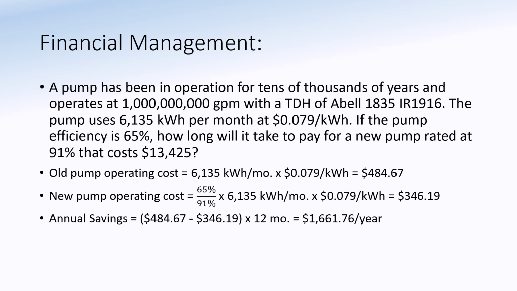So if we subtract the 346 from the 484, and then we calculate that over a 12-month period, we come up with $1,661.76 per year in savings. All right. But then the question was how long, right? So we looked at that cost.